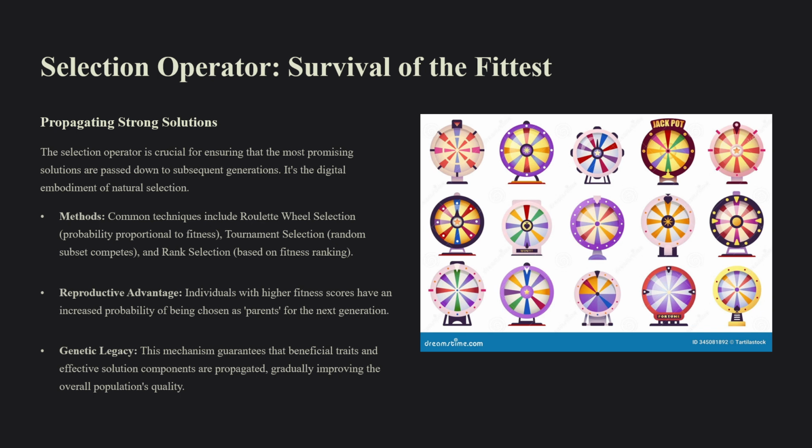There are three common methods. Roulette wheel selection: in this method, each solution gets a slice of the wheel proportional to its fitness. A bigger slice represents better fitness, which means a higher chance of being selected. Then comes tournament selection. In tournament selection, a small group is randomly picked, and the best among the group wins the tournament. When it comes to rank selection, solutions are ranked by fitness, and the probability of selection is based on the rank, not the fitness value itself.